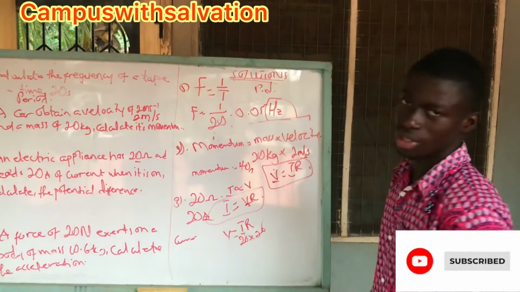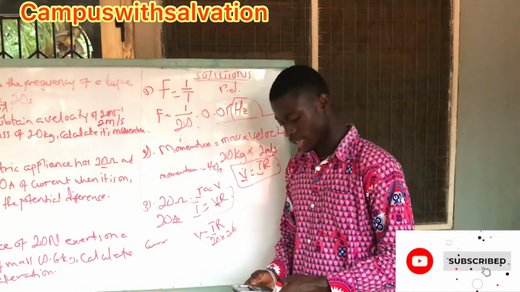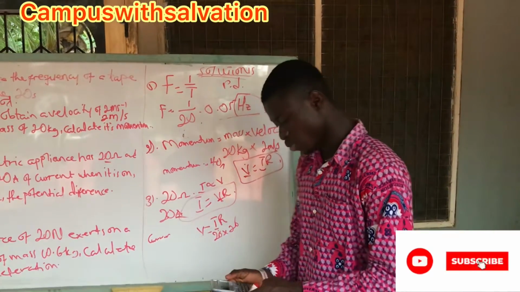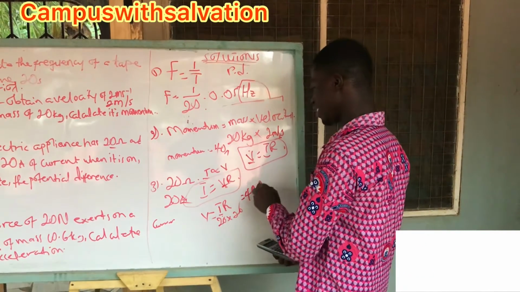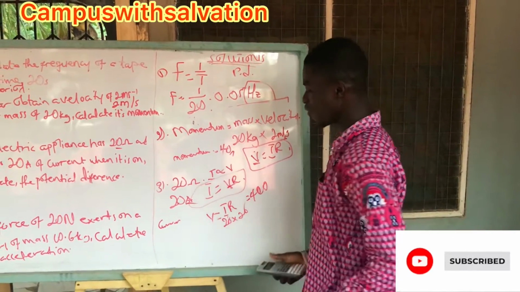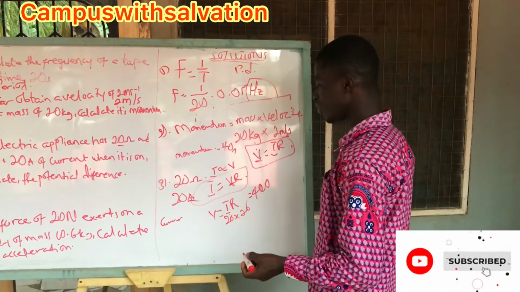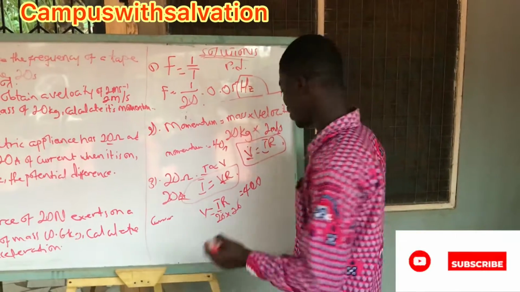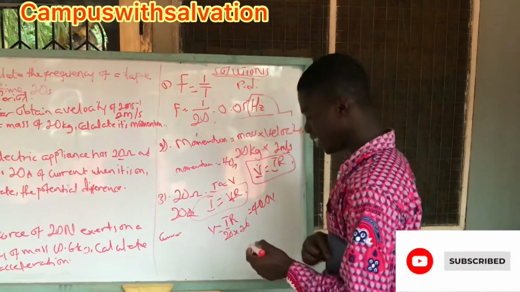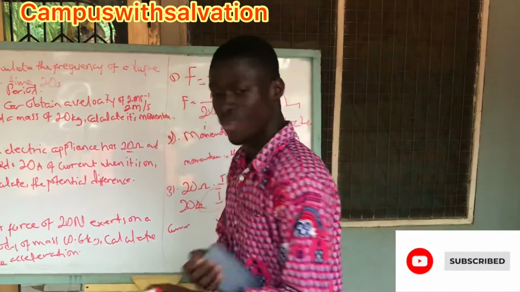20 times 20. It's very simple, so you don't need to use a calculator. 20 times 20 will give you 400. We are calculating for voltage, so the unit will be volts.